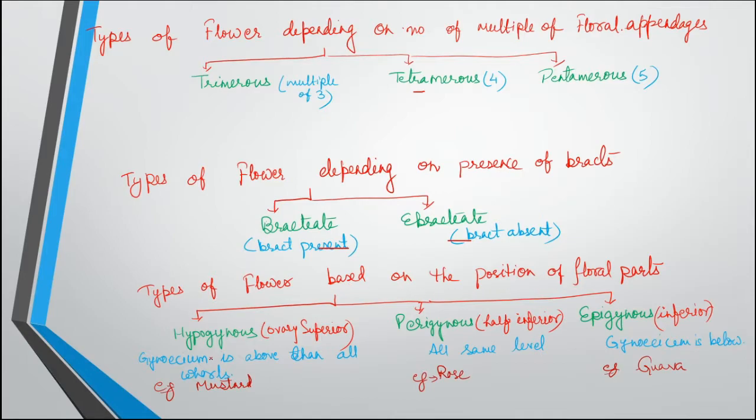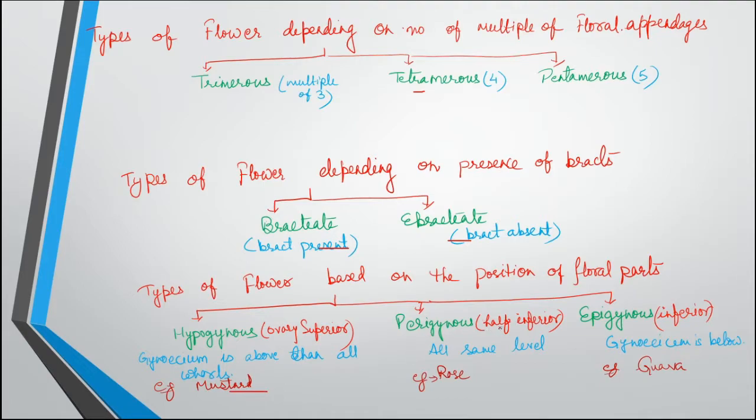If the ovary is superior and the gynoecium is above all the other whorls, then it is known as a hypogynous flower. That means the location of the ovary is on the upper side, which is why it is known as ovary superior. For example, in mustard.